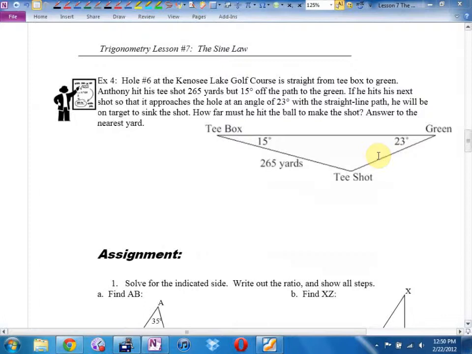Hey, a word problem. Example 4. Hole number 6 at the Genesee Lake Golf Course is straight from tee box to green. Anthony hits his tee shot 265 yards, but he shanks it 15 degrees to the right. Slices it. If he hits his next shot so that it approaches the hole at an angle of 23 degrees, he will be on target to sink the shot. How far must he hit the ball to make the shot? In other words, how big is this distance here?